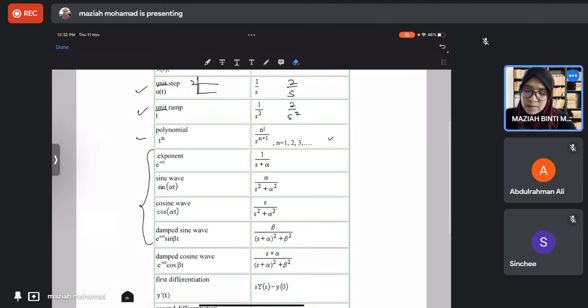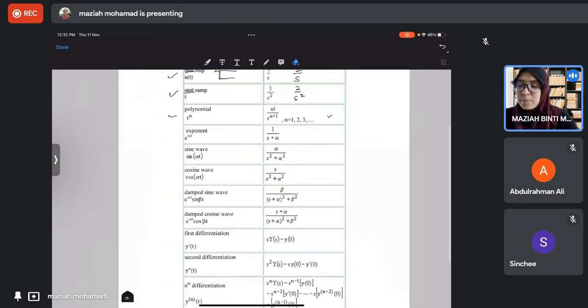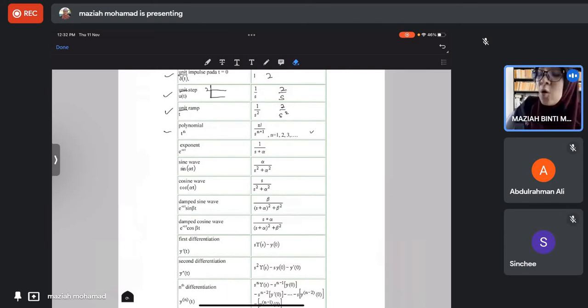Up to here. Basically all this table is a common part, common functions that are always used in control applications. Okay, so you will have exponent negative alpha t. In Laplace it will become 1 over s plus alpha. Sine wave, alpha over s square plus alpha square, then cosine wave, right?